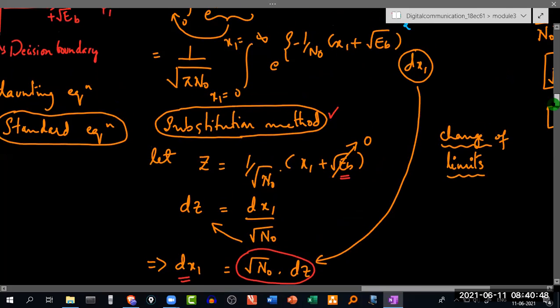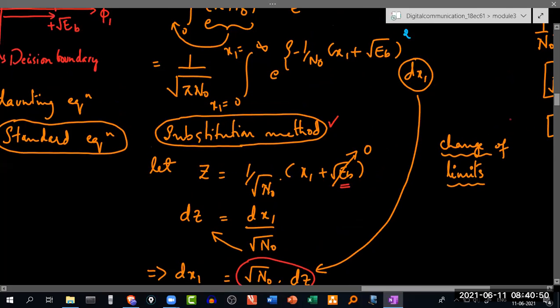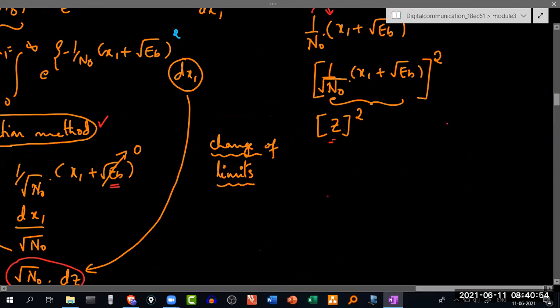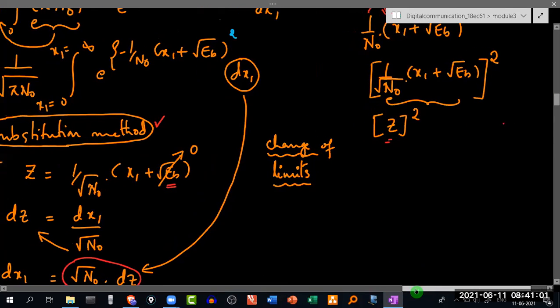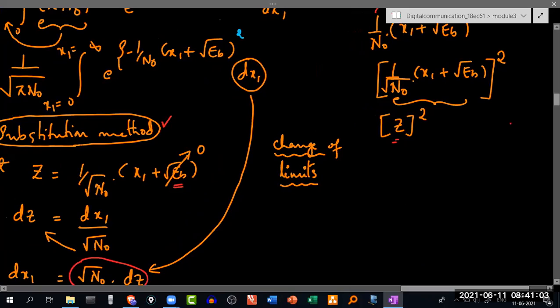And where am I having this dx1? Over here in this integral. So after doing this, I should also change the limits. So what's our lower limit? The lower limit over here is x1 equal to 0, and the upper limit is x1 equal to infinity.